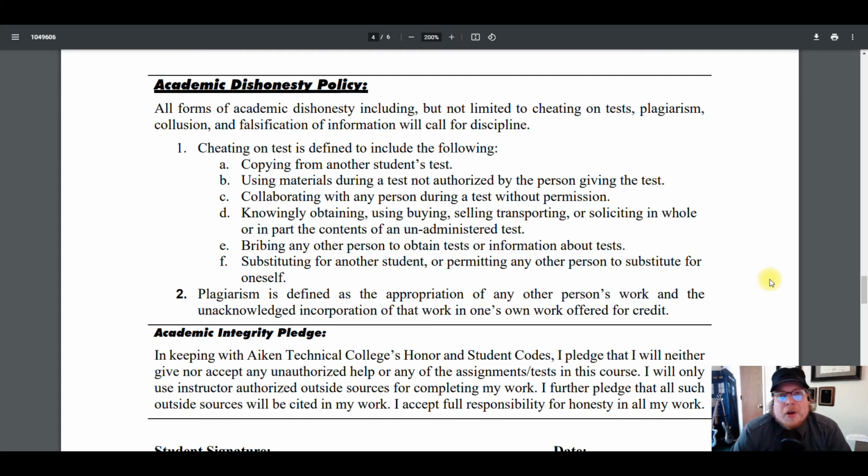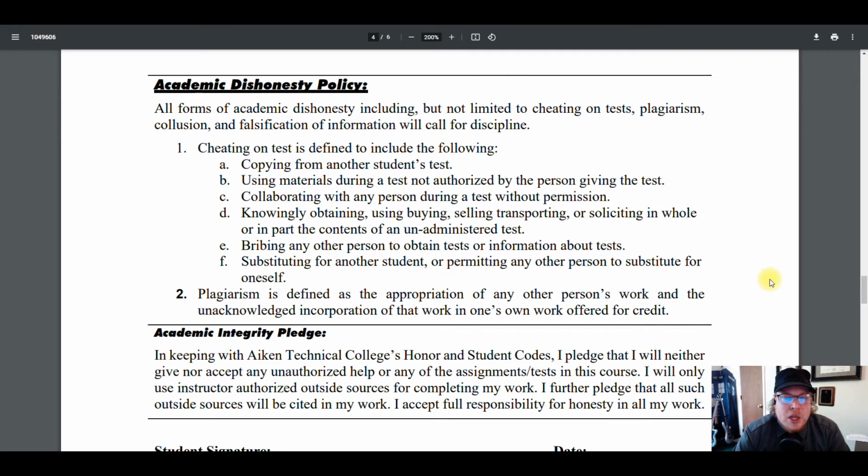This is online, open book, open note tests, quizzes. Collaborating with any person during a test without permission. Despite being open book, open note, don't team up. That's called collusion. Don't team up with others for the class. Your work should be your own work.